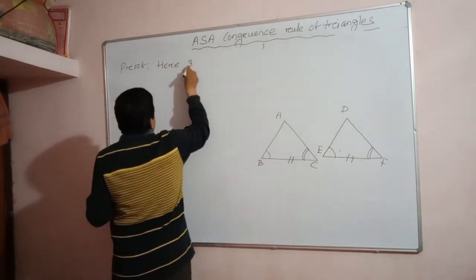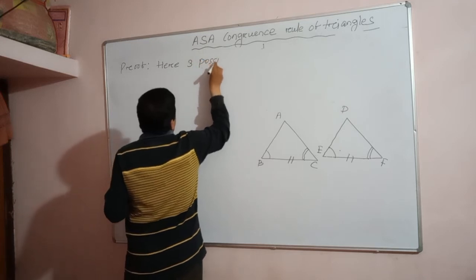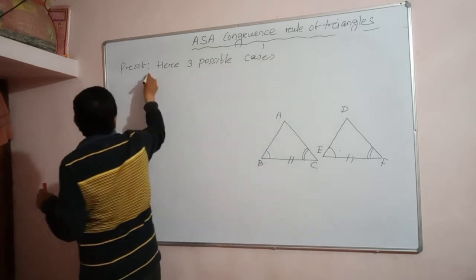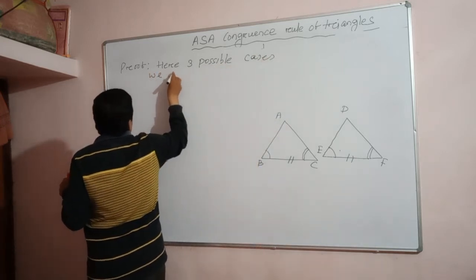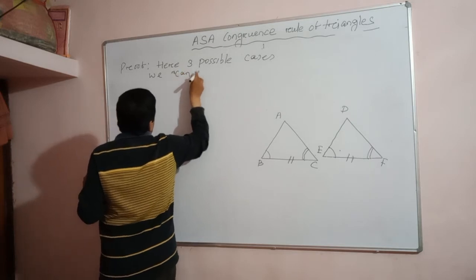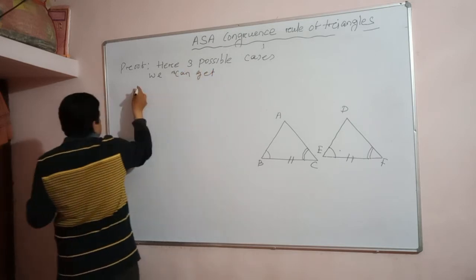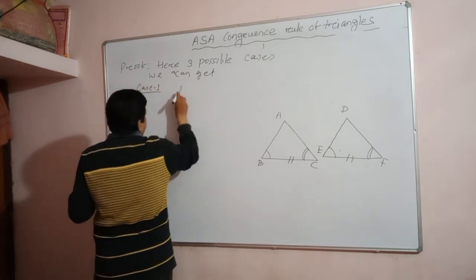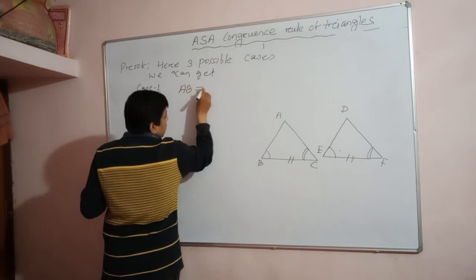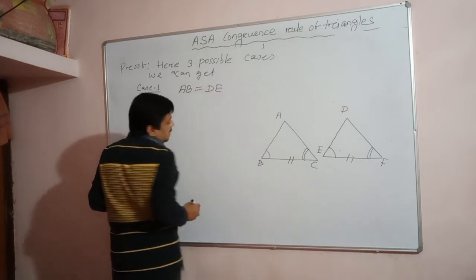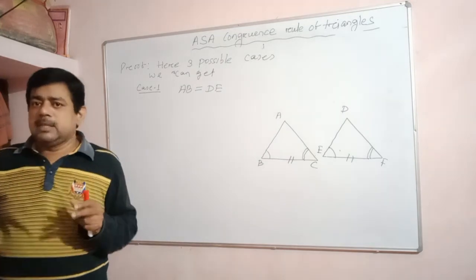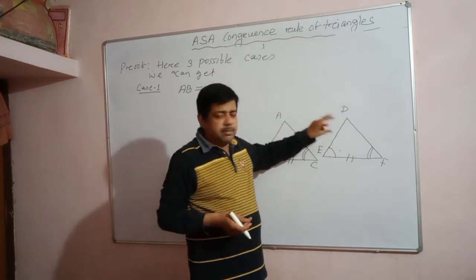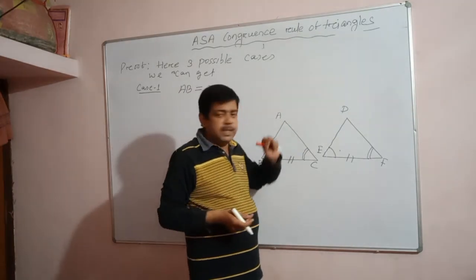What are the possible cases? First, case 1. Remember, these are the 3 sides of the triangle, and the sides mean the length of this may be equal to the length of this. AB may be equal to DE.